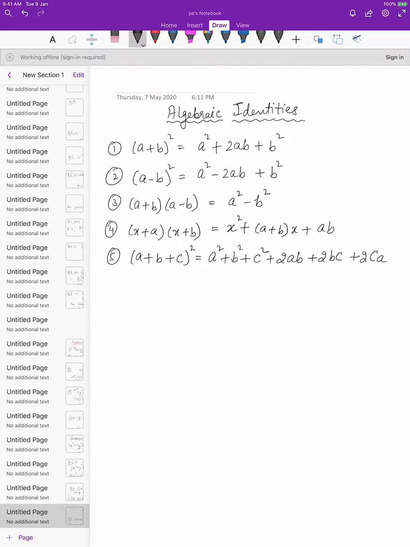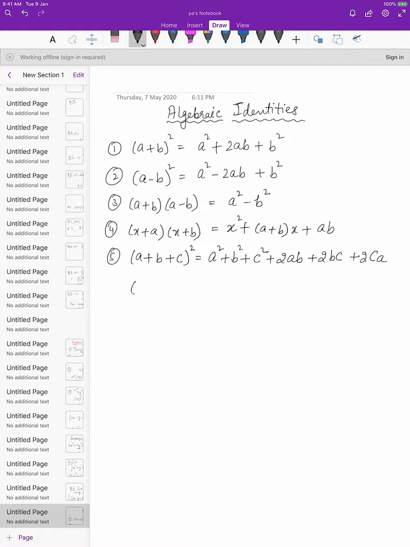Okay, children, till now we have studied 5 algebraic identities. As you can see, the first one is (a plus b) whole square, second is (a minus b) whole square, third (a plus b) into (a minus b), then (x plus a) into (x plus b), and the last one that we did in the last class was (a plus b plus c) whole square. I hope you understand. Don't treat these as separate identities.